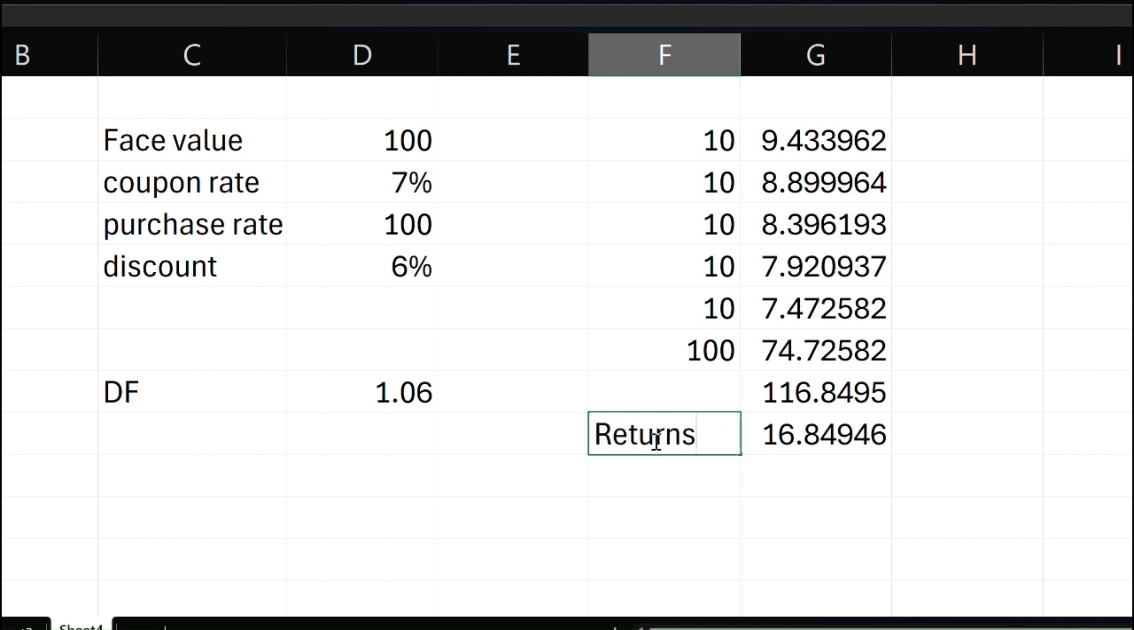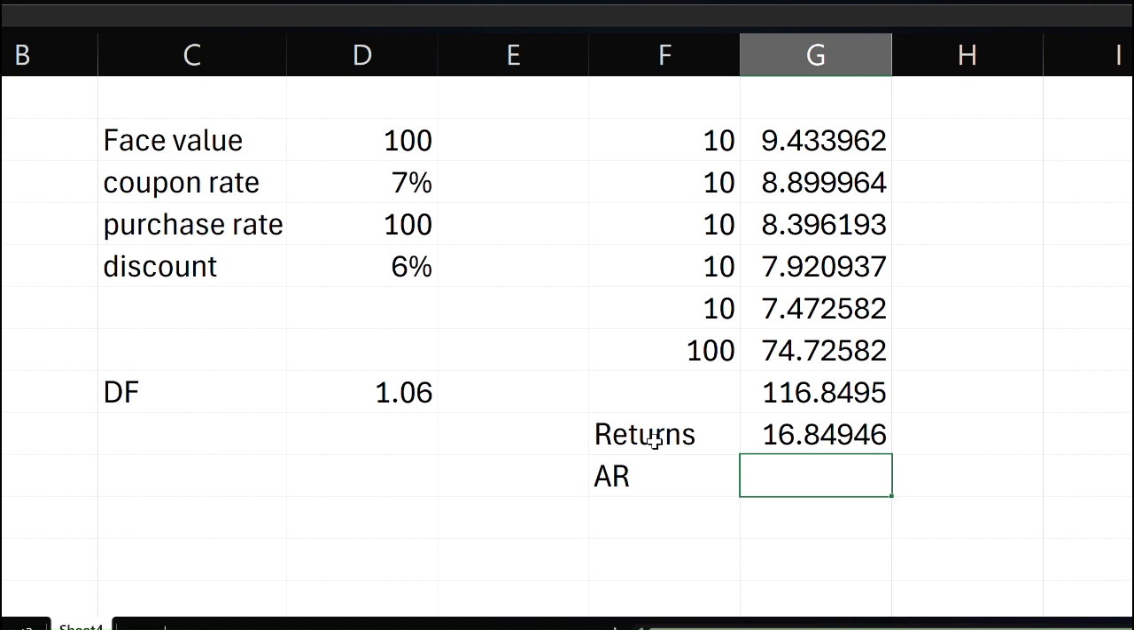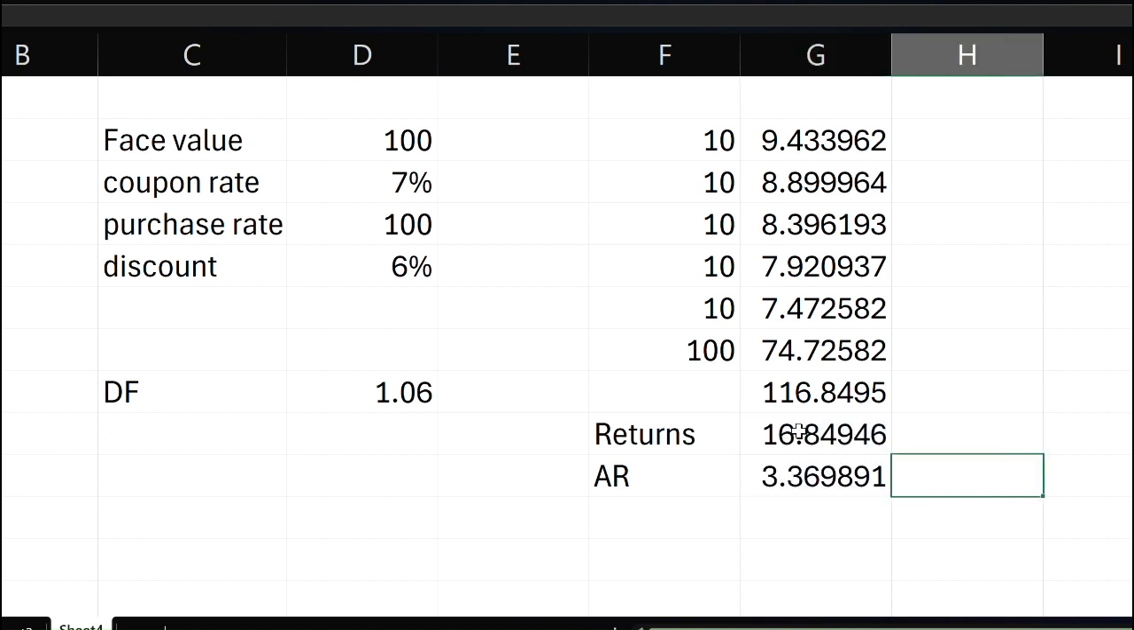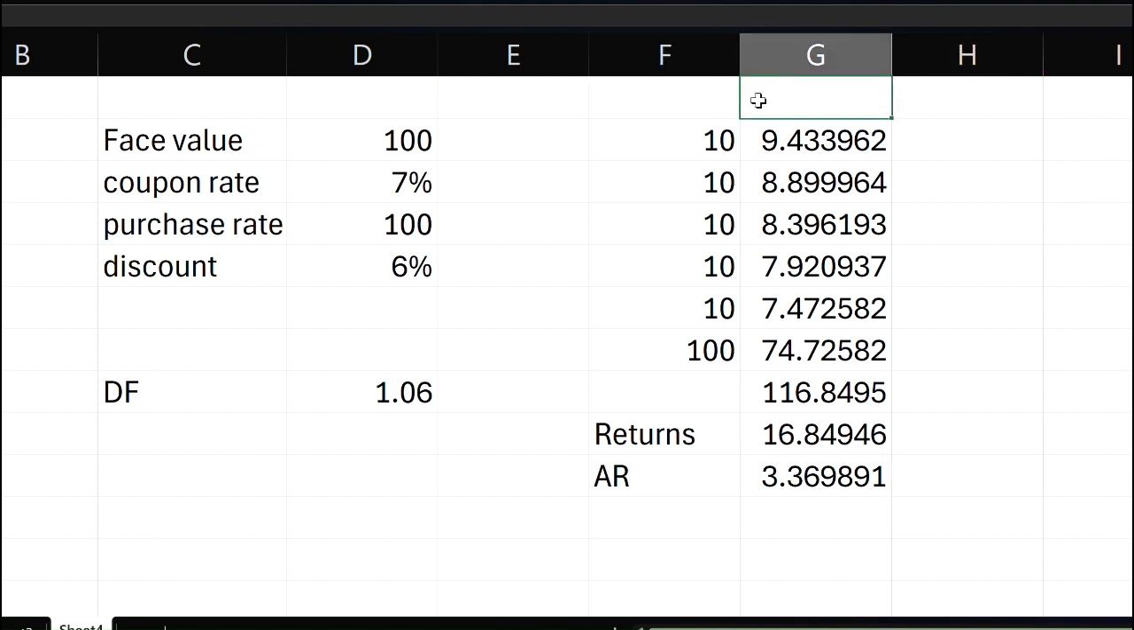This is the overall returns. Then if you make an annual return, AR, using simple interest instead of compounded, because it is basically given based on simple interest, let us divide it by 5. 5 is the number of years in which we got that interest. So what we got is only 3.369 percent, based on the NPV formula.